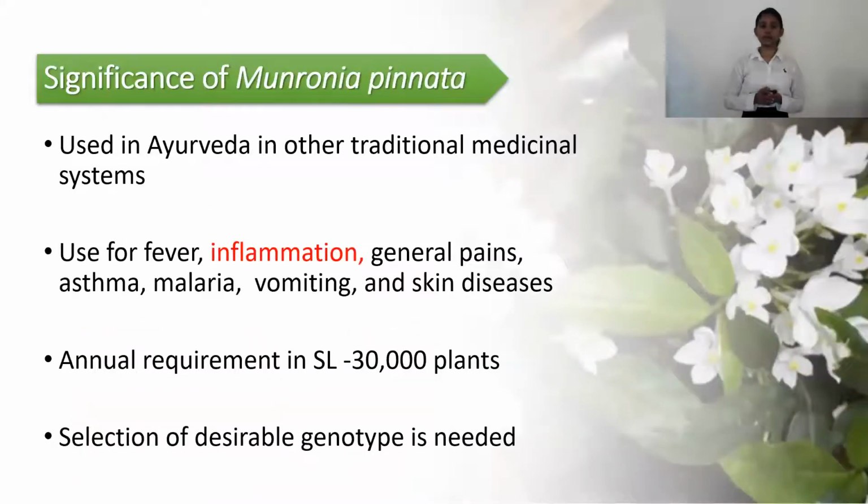Let's take a look at why this plant is important. In Ayurveda and other traditional medicinal systems, this plant is heavily used to treat several diseases. Therefore, the annual requirement of this plant is considerably high, which can lead to overexploitation. Therefore, the selection of commercially desirable genotypes is important to establish proper conservation and utilization strategies.